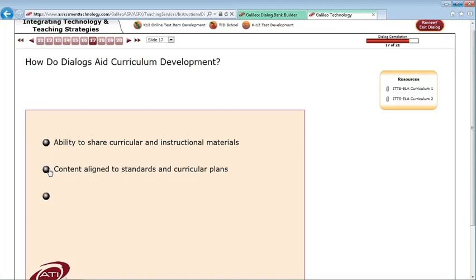The content is all aligned to standards. It can be aligned to the curricular plans. Again, you can develop these in a hierarchical way so the curricular plans and the standards that are supposed to be addressed are identified, the units are identified, the lessons within the units, the activities within the lessons, and the student materials all can be integrated seamlessly to allow the standards to be measured and evaluated, effectiveness to be determined, and then adjustments to be made.